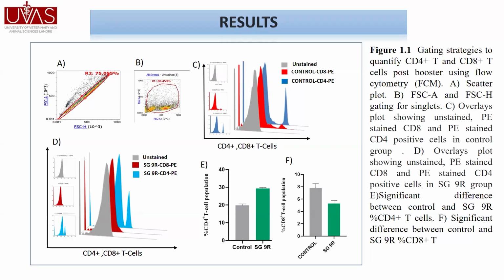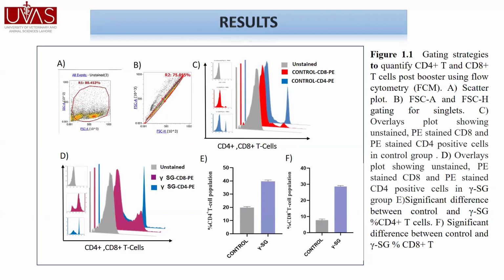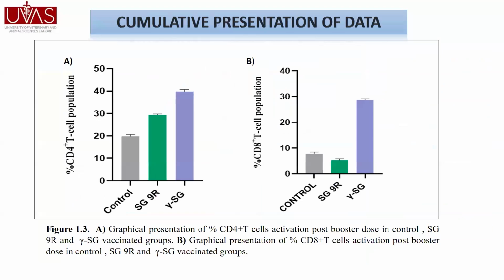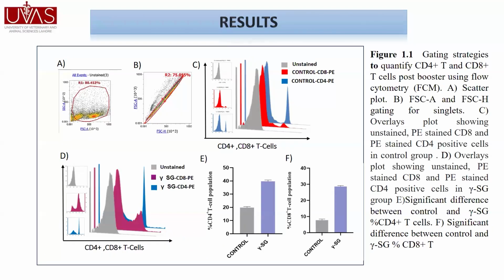And interestingly, when we did this study with flow cytometry, this is the basic study we did with the control and SG9R, and we can see that the CD8 cells are generated. CD4 cells were very well counted through flow cytometry. And if you look over here, you can see that as compared to control, there was a high number of CD8 cells and CD4 cells, which is interesting.